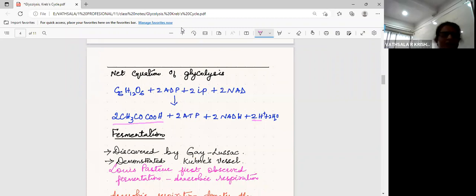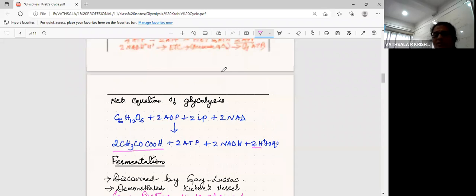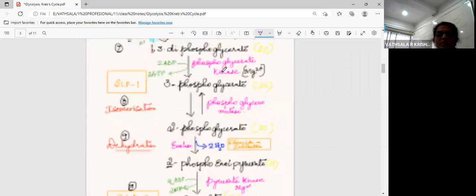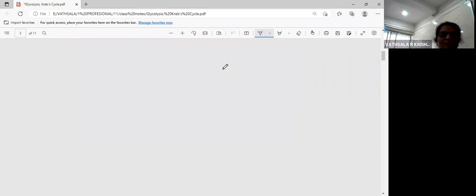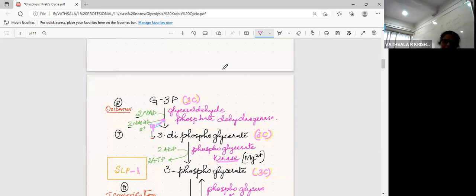Which are the steps involved? One of the online students, Purvi, come on, give me all the 10 steps that are involved in glycolysis. There are 10 steps in your textbook. You can look into your textbook and give me the names of the steps. I have given a name to all the steps. First step, phosphorylation. Second step, third step, fourth step.